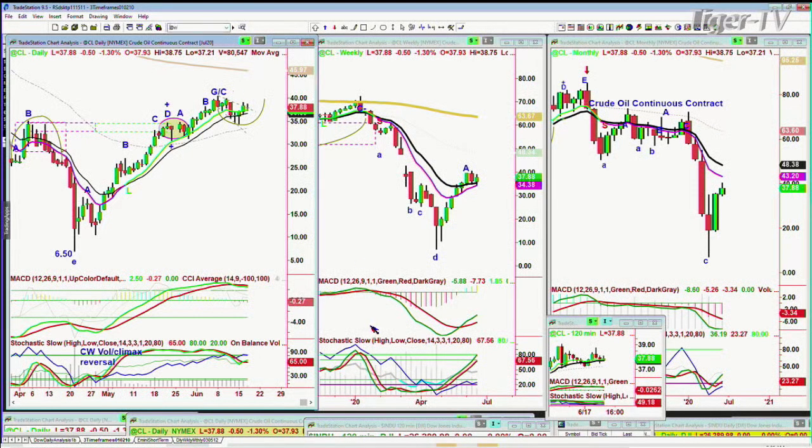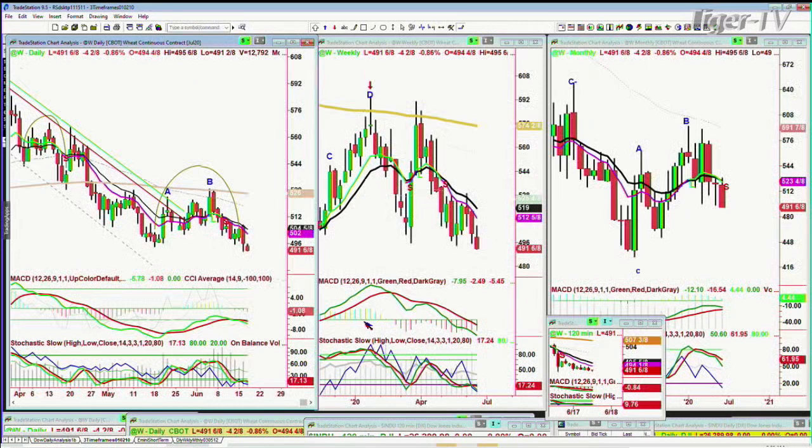So let's just do this. W is for the continuous contract of wheat. And what we're looking at is that arch formation. Look, there's another H formation that failed. The arch formation here has taken out the left side low.